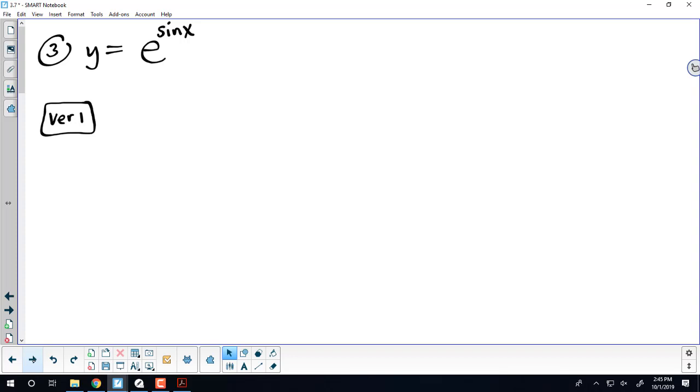Let's look at my derivatives first and then say, okay, based on this, what we do with everything with the chain rule based on the substitution.